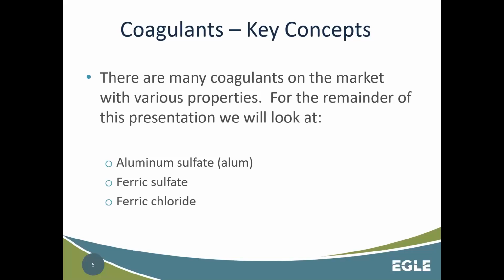It's really a case-by-case basis on what coagulant is best for each specific plant, and there can be a lot of variables that go into that. Also, whether you use a coagulant aid in addition to your primary coagulant can be something that's done seasonally or year round. It really has to be taken on a case-by-case basis. So today we're just going to focus on the three most common coagulants, and we're not going to really consider coagulant aids that might be fed in addition to these primary coagulants.